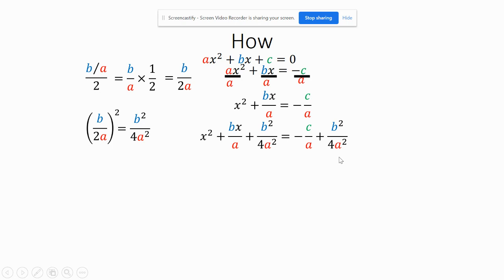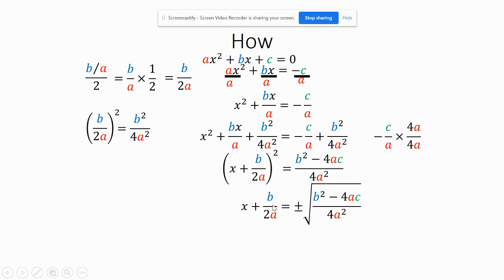Well, in order for you to do anything else, you need a common denominator over here on the right. So if I multiply the minus c by 4a, you end up with the b squared, and you would minus the 4a times the c over 4a squared. And this here would factor to the x plus b over 2a, which is what we normally do. And then, to solve that, you would square root it to get this by itself.